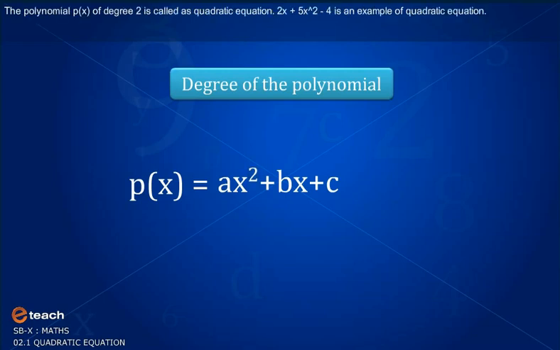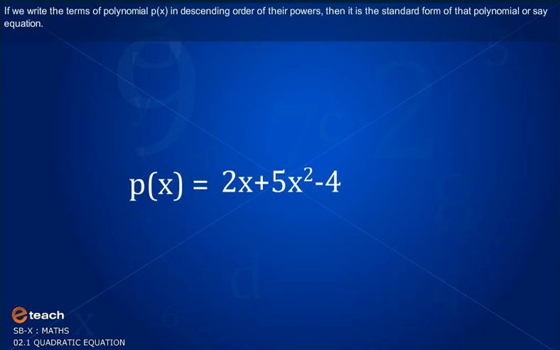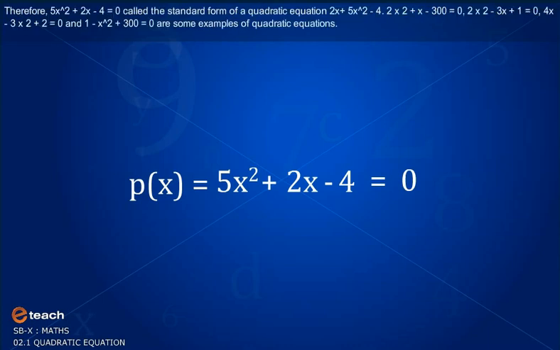A polynomial p of x of degree 2 is called a quadratic equation. 2x plus 5x square minus 4 is an example of a quadratic equation. If we write the terms of polynomial p of x in descending order of their powers, then it is the standard form of that polynomial, or say equation. Therefore, 5x square plus 2x minus 4 is equal to 0 is called the standard form of the quadratic equation 2x plus 5x square minus 4.